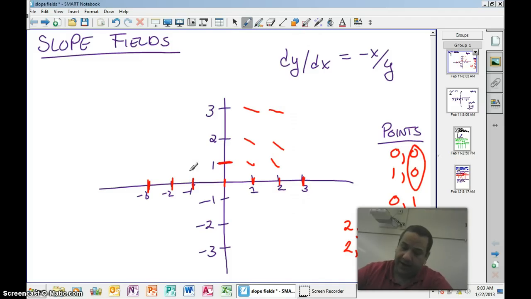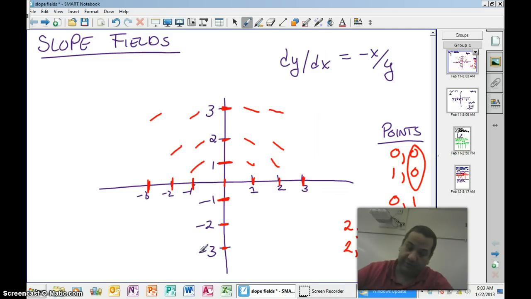Let's try negative 1, 1. Well, that's a slope of 1. Try negative 2, 2, that's a slope of 1. And then negative 3, 3, a slope of 1. So you're starting to see what's going to happen here. If I go negative 1, 2, that's 1/2, so that's a little bit lesser. And notice all these, when x is 0, the slope is 0. So what's happening is you're getting this parabola-like slope field.